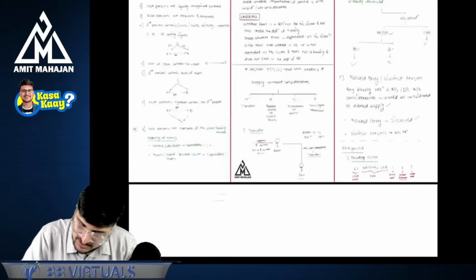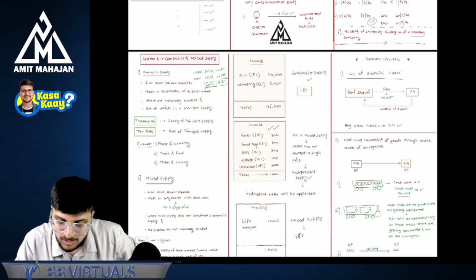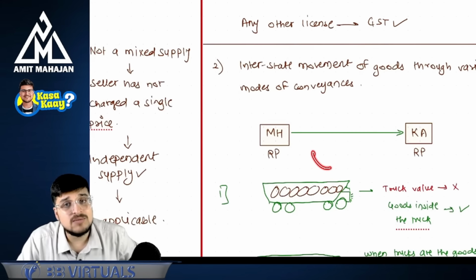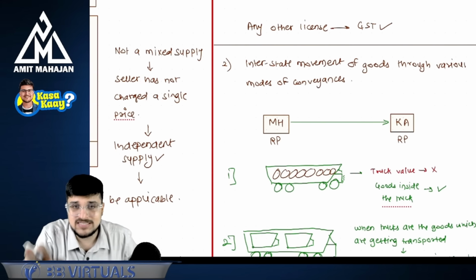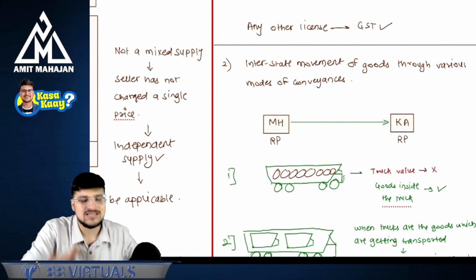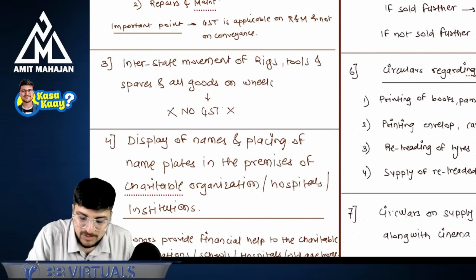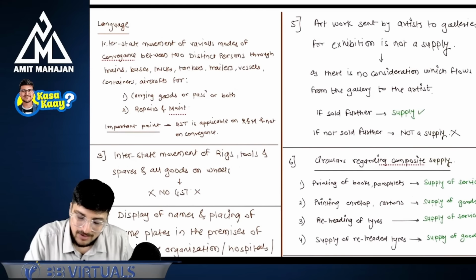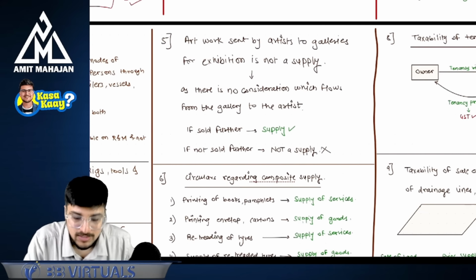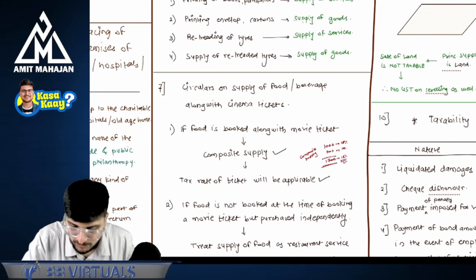And circulars. Let's see which circulars did we see, and then we will close the lecture. In circulars, we saw, first of all, alcoholic liquor license, not taxable. Interstate movement of goods through various modes of conveyances. So the point is, don't charge GST on the modes of conveyances. Charge GST on the goods which are there inside the conveyances. After that, we saw interstate movement of rigs, tools, spare parts, and all goods on wheels. Display of nameplates. Then artists sent some artwork to the art galleries. Circulars related to composite supply, that printing of books and everything. Food, beverage. If you book your food along with ticket, then what will happen?